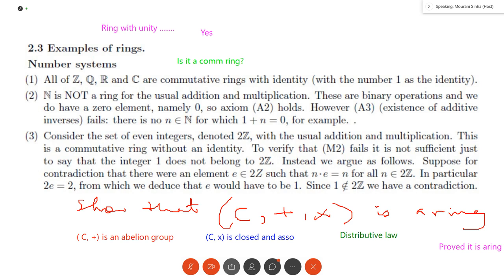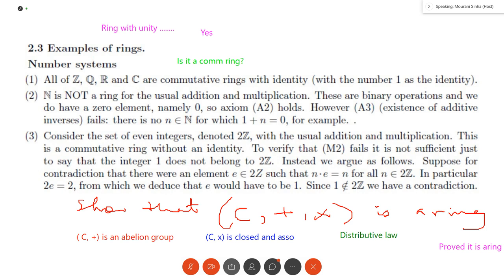And similarly for multiplication, these are binary operations, we do not have a 0 element, and existence of additive inverse fails. So actually you don't have additive identity. Multiplicative is there, but if you don't have additive identity, the first point is not happening. The second and third points are not required for natural numbers. If the question is show that it is a ring, then okay.